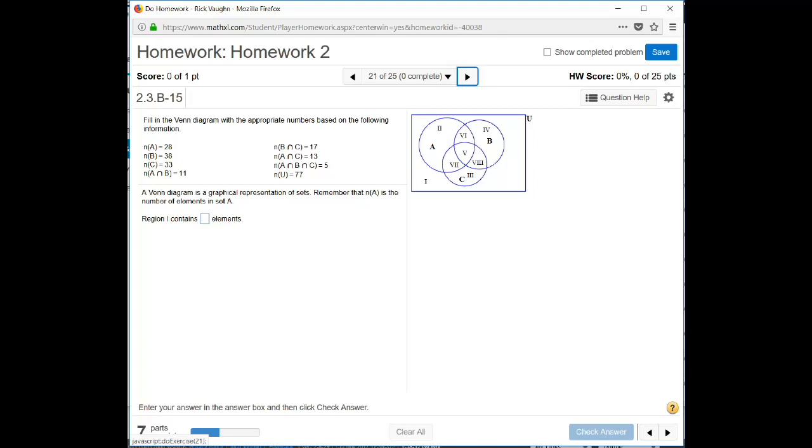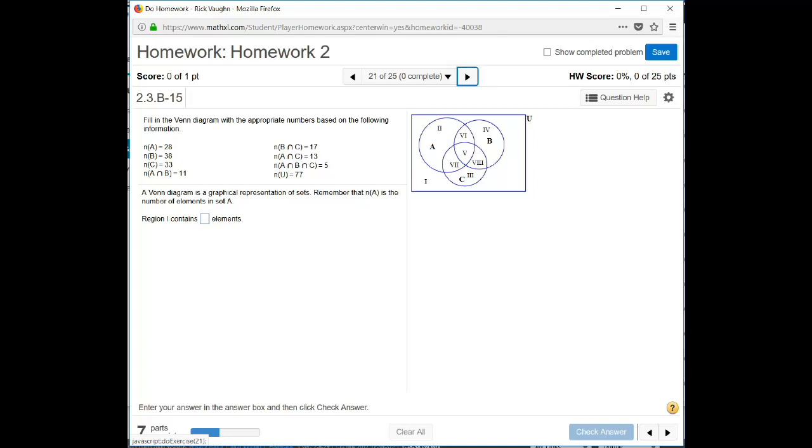The number of elements in A is 28. That's not a number I can immediately put anywhere, because there are 4 different regions that make up the circle A. A consists of 2, 6, 5, and 7, so the sum of all 4 of those has to add up to 28. I can't put the 28 because I don't know how to break it apart into those 4 pieces yet. Similarly, the 38 for B is the sum of all 4 regions inside the circle B, and 33 is the sum of all 4 regions inside the circle C. So I can't put any of these numbers on my diagram quite yet.